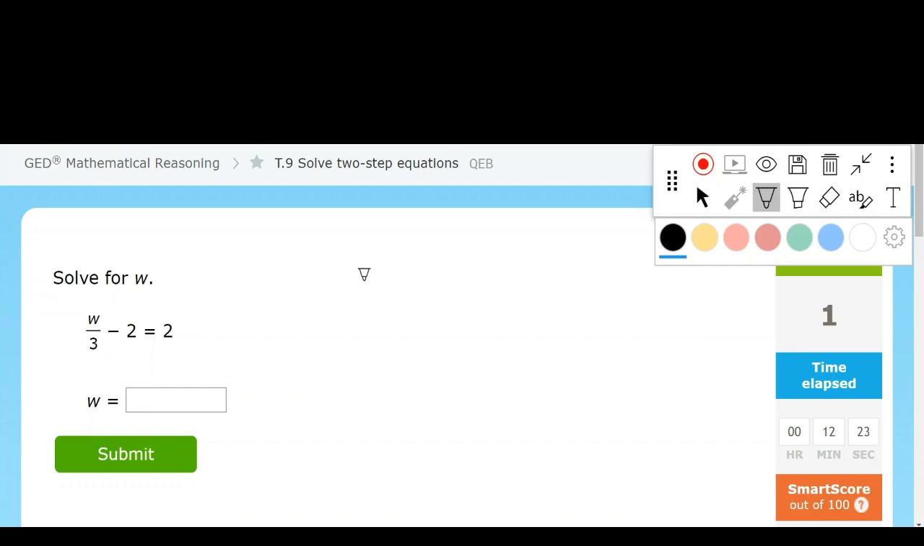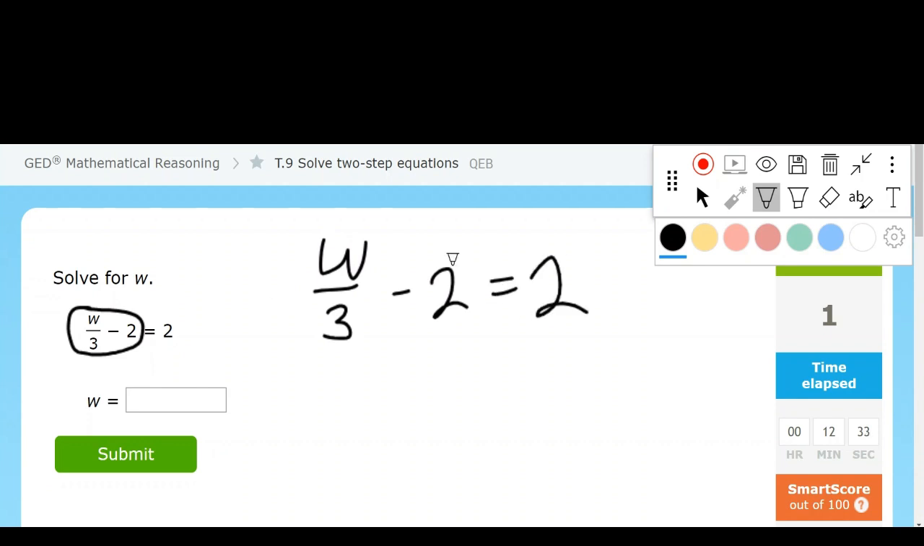Here's another problem. Notice how we have the variable on the left-hand side of the equation. What are we doing to the w? Well, we're dividing it by 3, and then we're subtracting 2. So I'm just going to mark that. Division and subtraction.